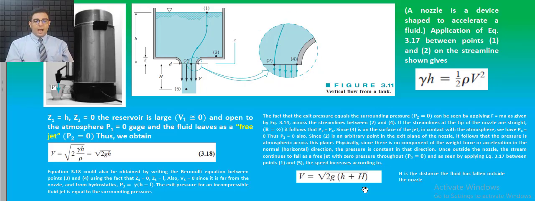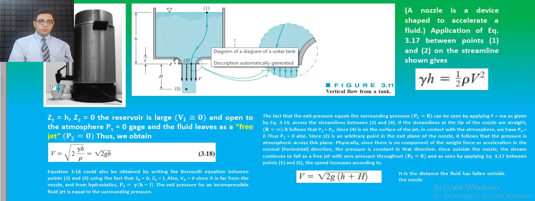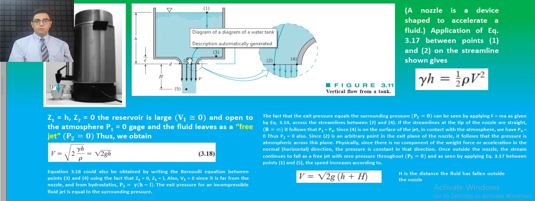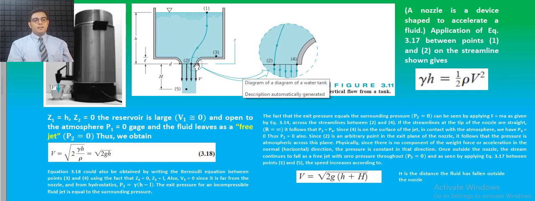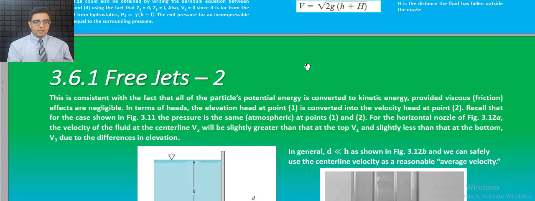If we apply the Bernoulli equation between point 1 and point 5, we can go through this. But we have to identify the h as h plus capital H, because we are moving from here to here. The basic concept between point 2 and 4 is happening in the nozzles, as we are having the free jets. Going to the second slide.